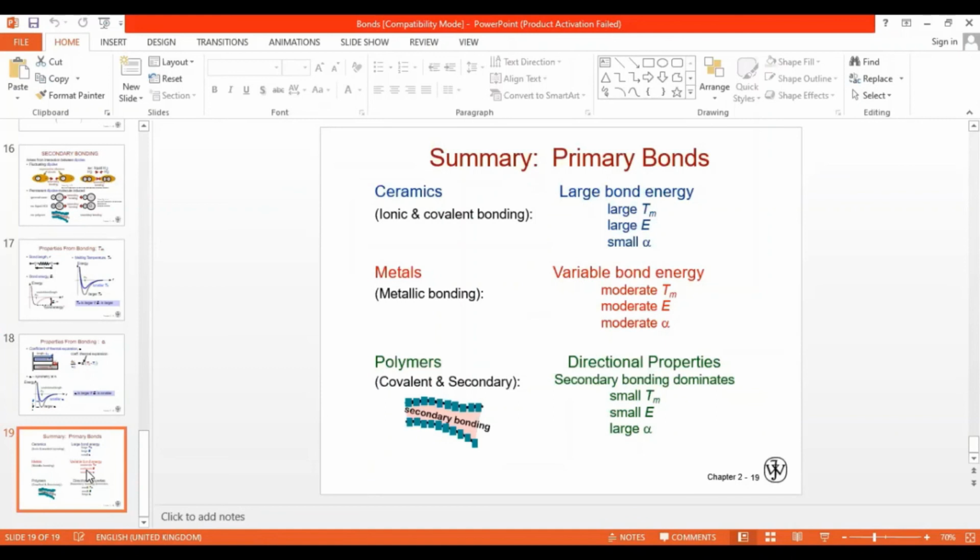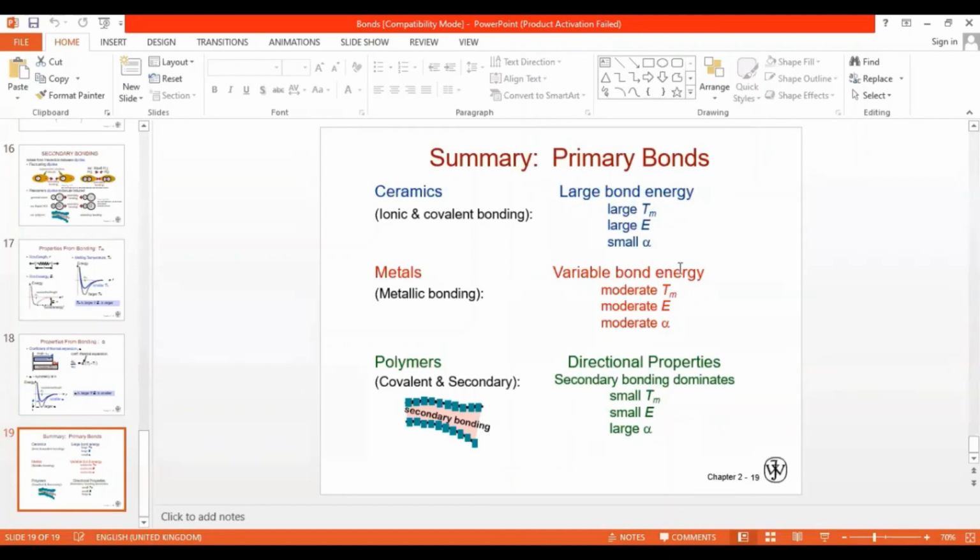So this is a small comparison between ceramics, metals, and polymers. When we study polymers and ceramics, we will go deeper into that. Ceramics can be either ionic or covalent bonds. Silica, SiO2, is a covalent bond, so we have both covalent and ionic. Bond energy is large, so the melting point is also large, and the energy needed to break the bond is large. Small alpha.